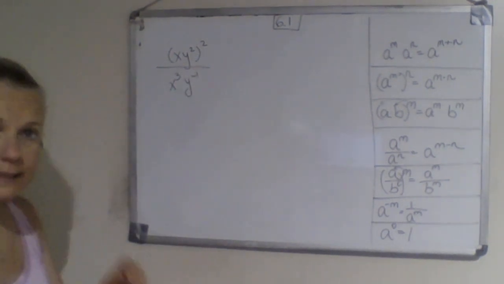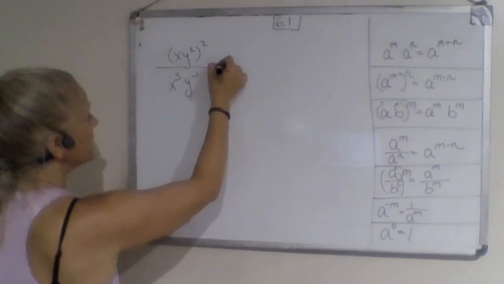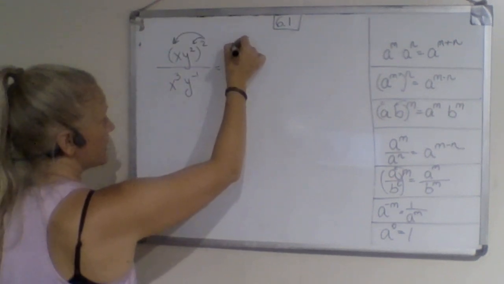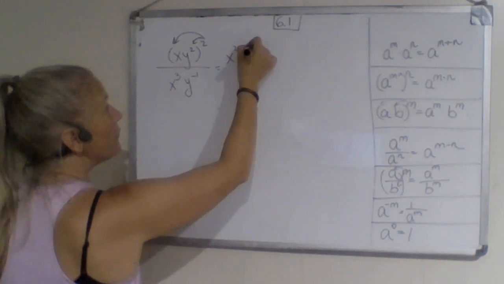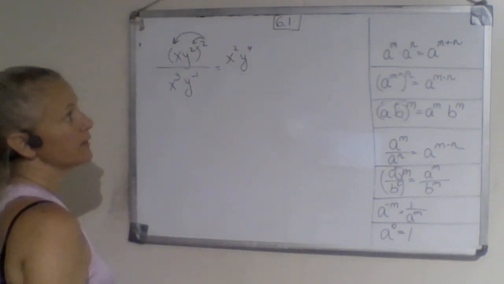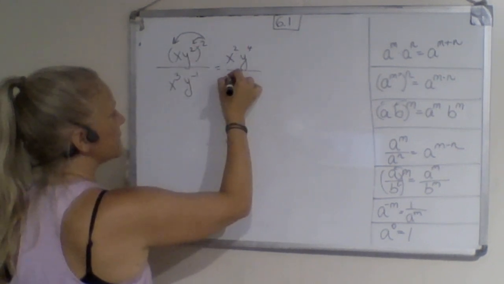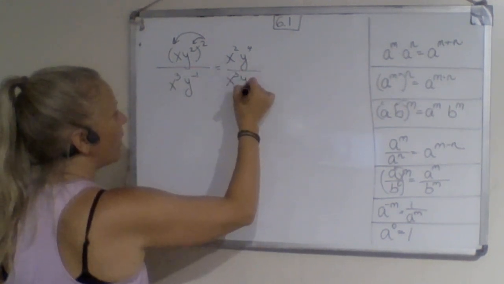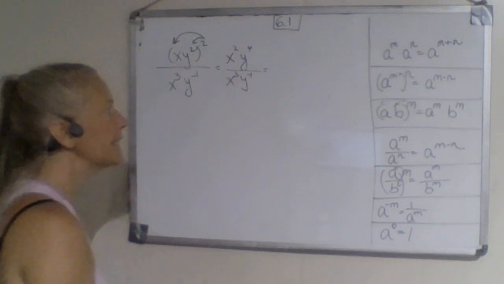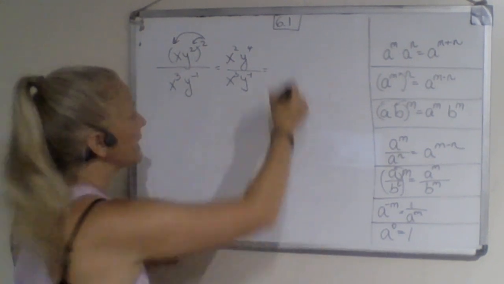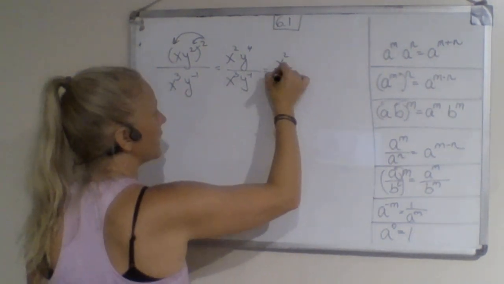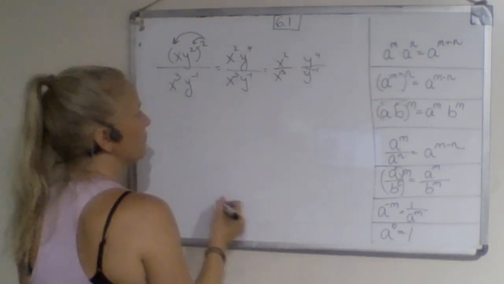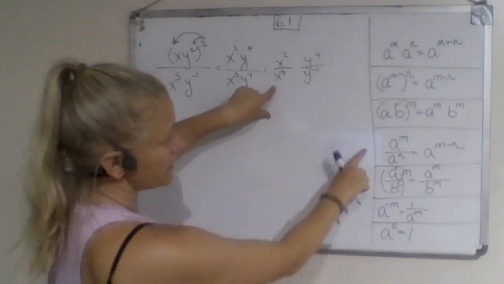Okay, let's work this step by step. First things, this 2 gets distributed, right? This becomes x to the second, y to the fourth. The bottom just stays what it is, x to the third, y to the negative 1. And I can now separate it so I can have the same bases. I can write x to the second over x to the third times y to the fourth over y to the negative 1. Well, this is the same base, right?